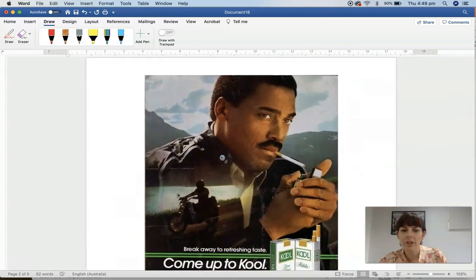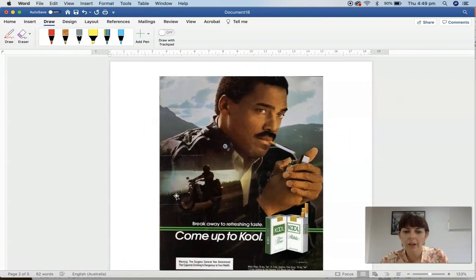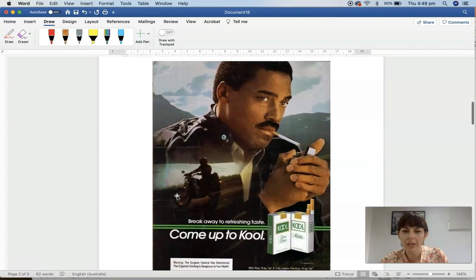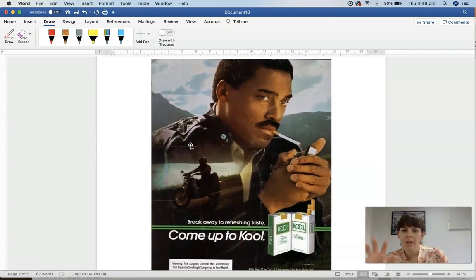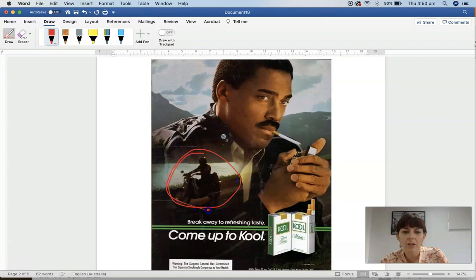So I have a vintage cigarette ad. It's a brand called Cool Cigarettes, Kool with a K. So straight away, if I'm being asked to think about representations in this stimulus, let me first look at the evidence that I've got going on here. This gentleman is on a motorbike in a beautiful open mountain area. He's got his motorbike jacket on. He's stopping to have a cigarette, and the words are "break away to refreshing taste."